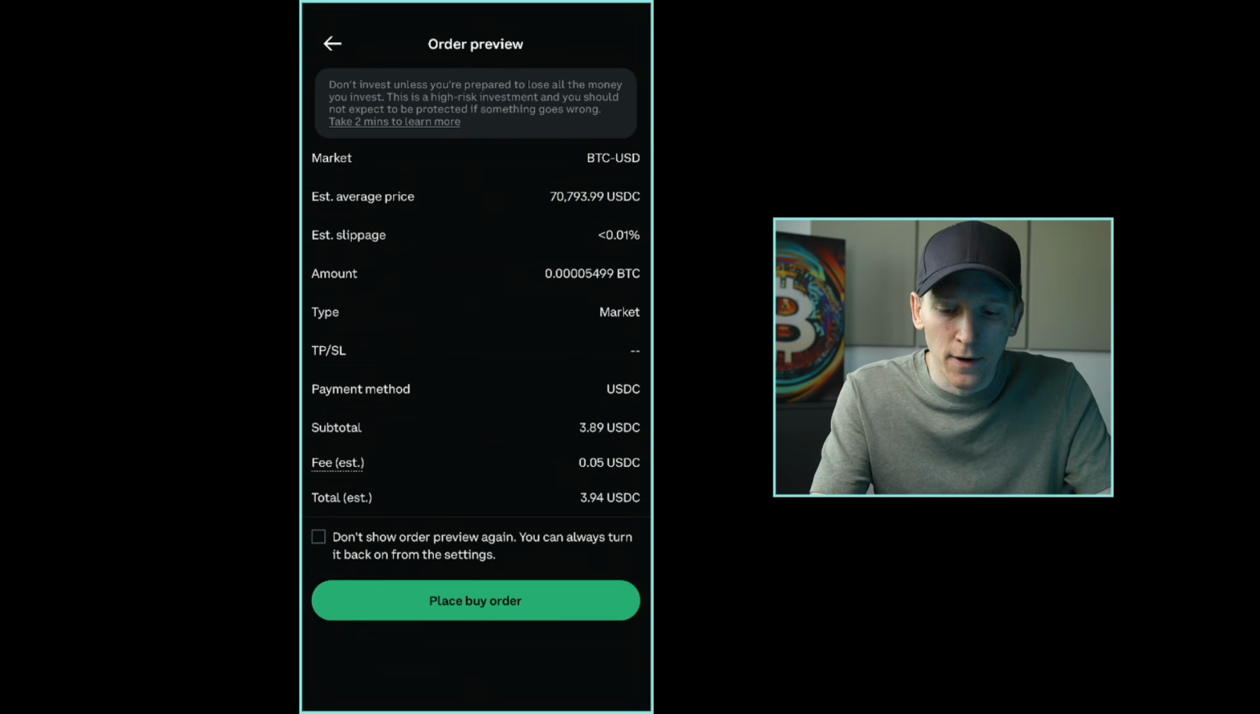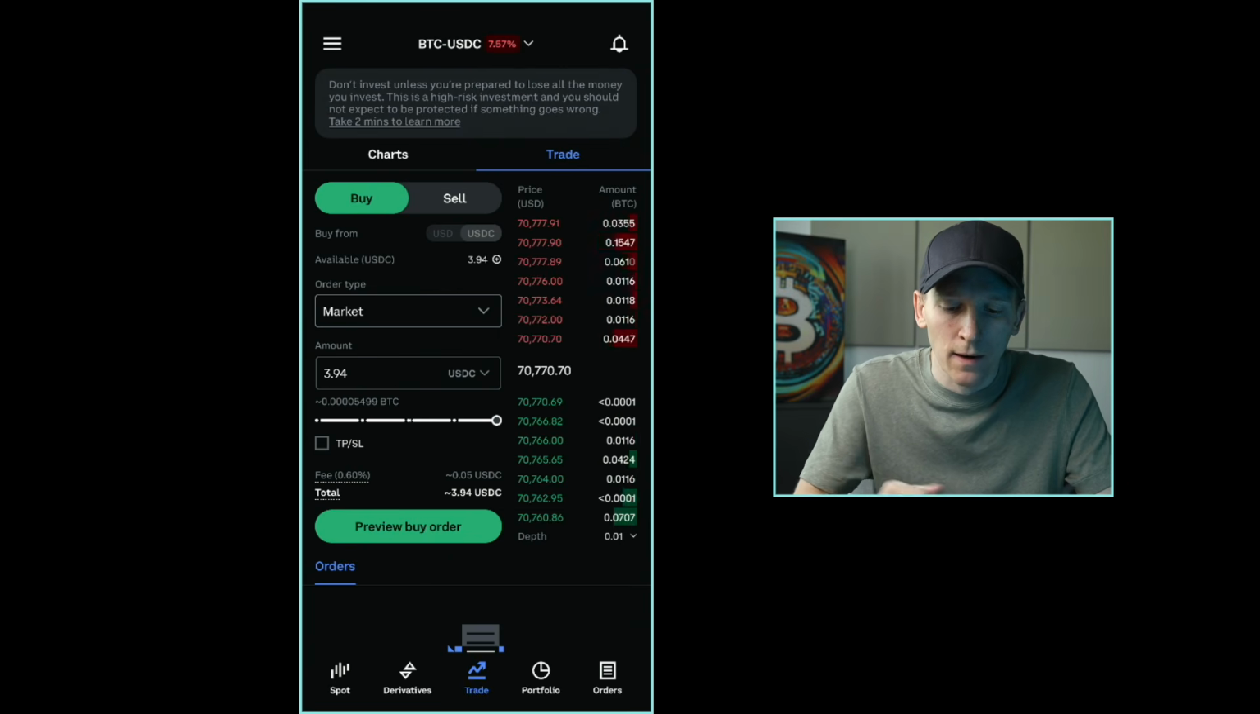It says this is the trading pair. This is the estimated price, right? Because you don't exactly know, because it's just going to get the best price when you press the button. This is how much you're spending. This is the fee and everything else. If you press place buy order here, it will sell the other side of the pair, which is USDC, and it will buy the Bitcoin at some price around about what you're seeing on screen now.